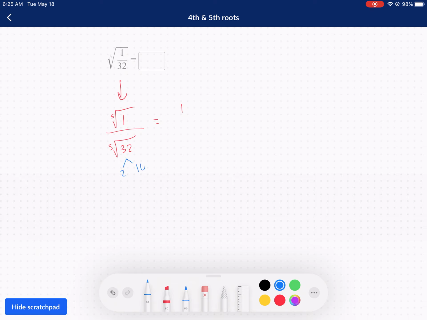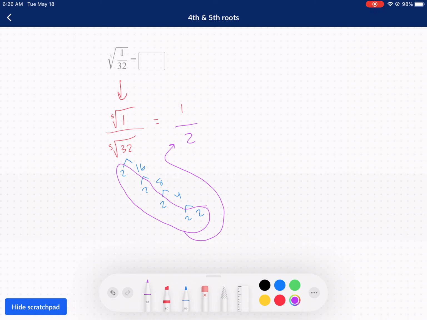And if it's even, always divide by 2. 2. Okay, so then we have 1, 2, 3, 4, 5 2s that we're going to circle together. And we could rewrite this if we wanted. Or we can just say, okay, if there's 5 2s I circled, I know a 2 is coming outside the radical, and that's going to be my answer.